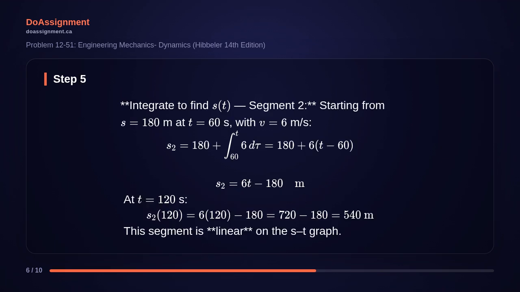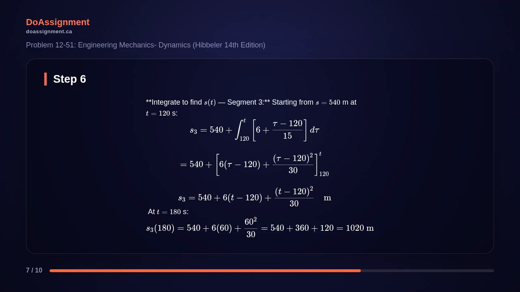For segment 2, starting at 180 meters, we integrate constant velocity of 6 meters per second. Position becomes 180 plus 6 times the quantity t minus 60, which simplifies to 6t minus 180. At t equals 120 seconds, s equals 6 times 120 minus 180, which equals 720 minus 180, equaling 540 meters. This segment appears as a straight line.